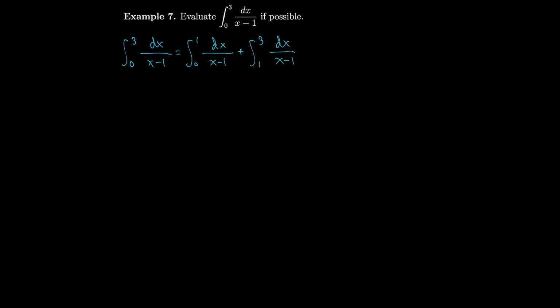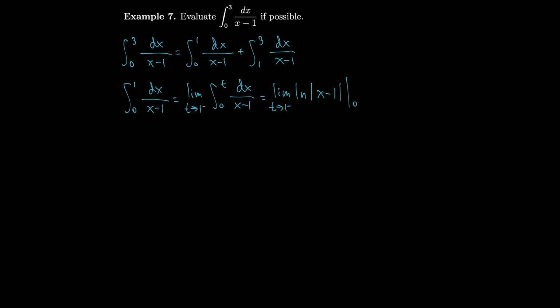This was our third case of type 2 integrals. So let's take a look at the first one and see if that one converges. So let's look at the integral from 0 to 1 of dx over x minus 1. Well, that's equal to the integral. Since we're going this way, we'll approach it from the left. So t approaches 1 from the left. The integral from 0 to t of dx over x minus 1. And that's the limit of the natural log of the absolute value of x minus 1, evaluated from 0 to t.